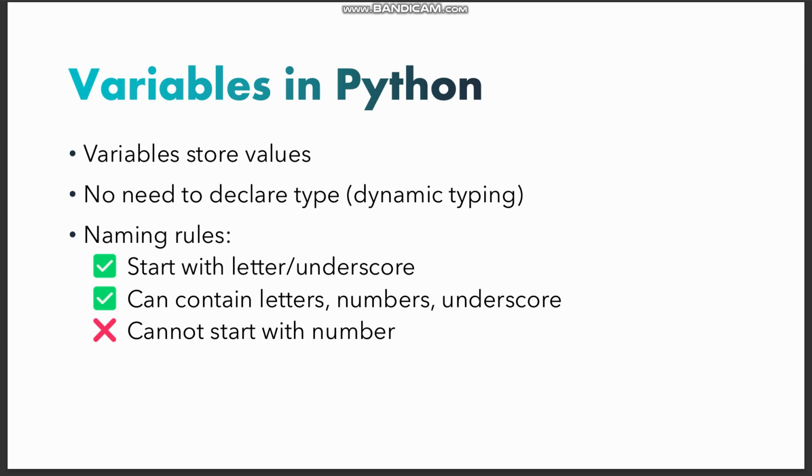The next part of this lecture is variables in Python. Variables store values. Variables are just like containers. No need to declare any data type, because Python itself detects what the data type is. Naming rules: start with letters or underscore, and can contain letters, numbers, underscore. Cannot start with a number. This is a rule of Python. Whenever you want to make a variable, you cannot start with a number. You can use a letter or underscore, and numbers can appear between the letters or underscores, but you can never start with a number.